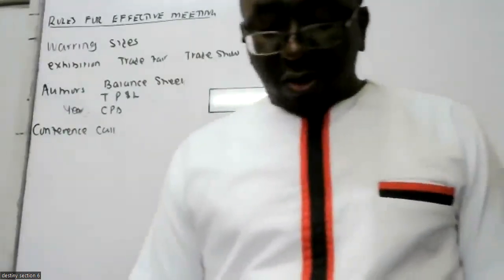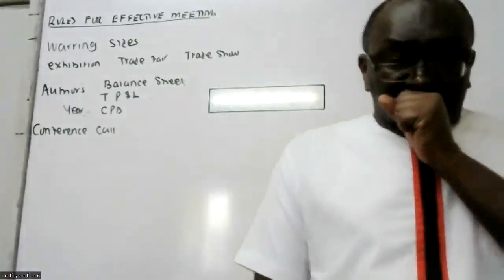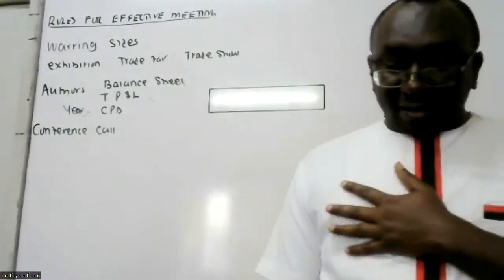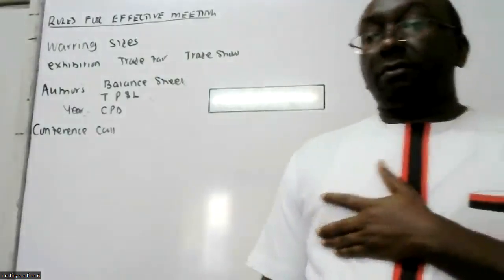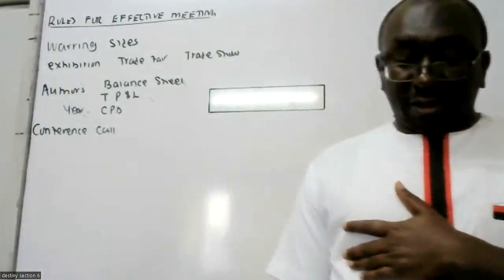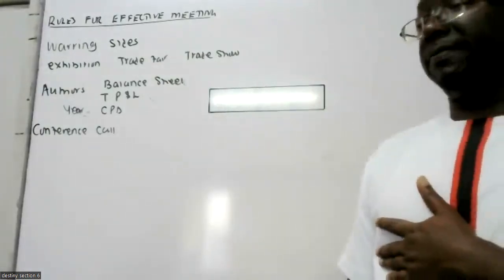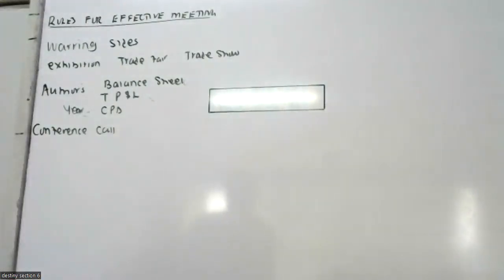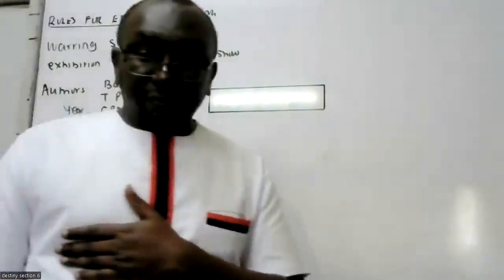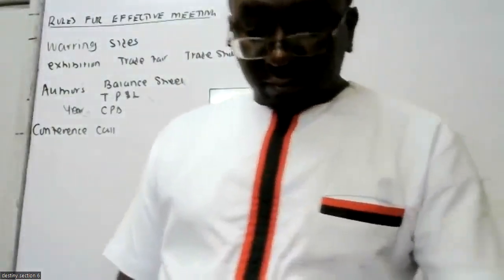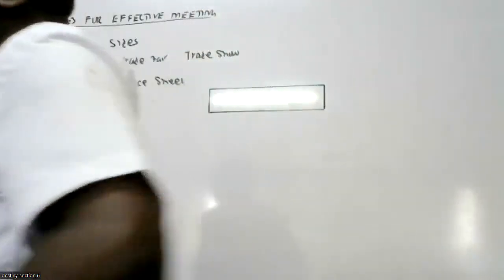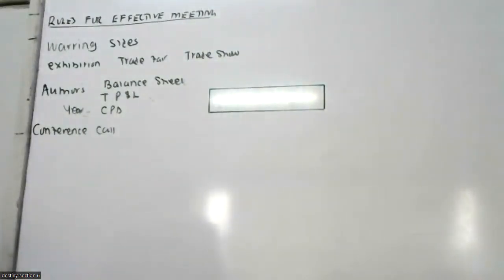Number 7 is book all the necessary logistics, such as transport, accommodation, security, etc. Another one is design agendas and brochures appropriately.